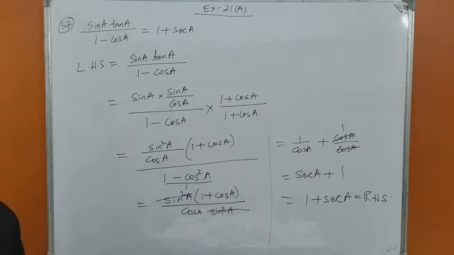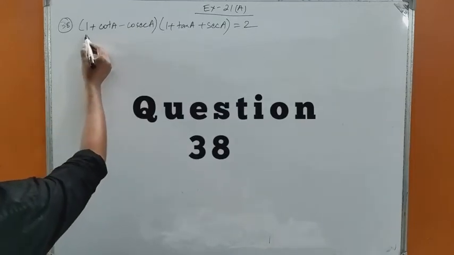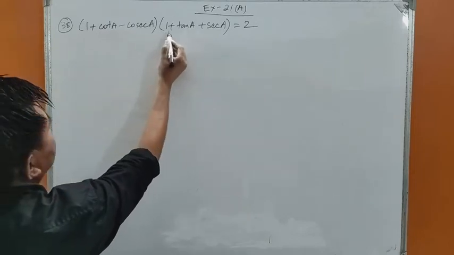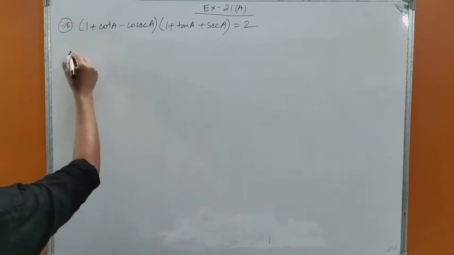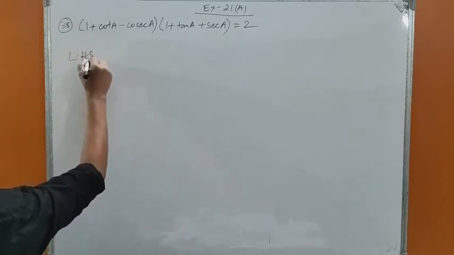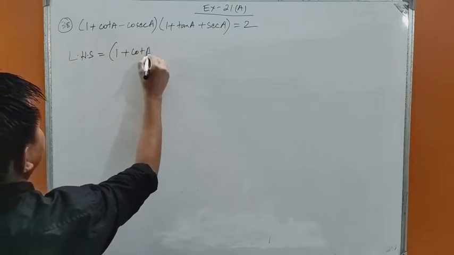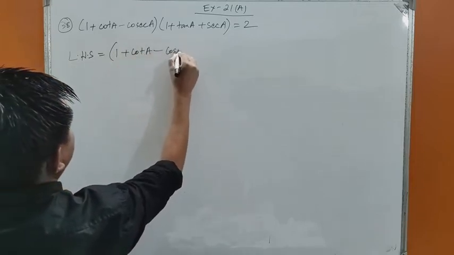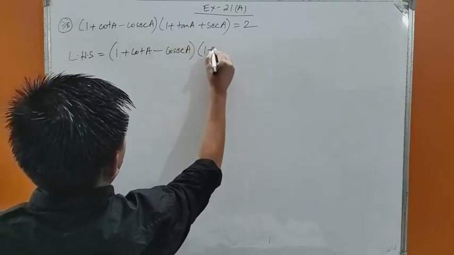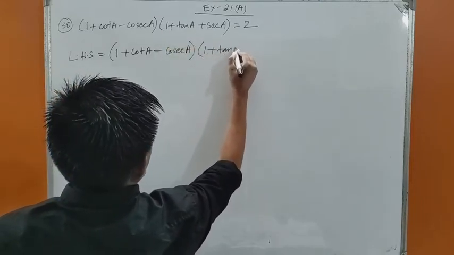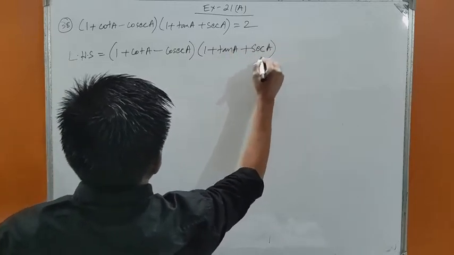Okay, now let's do another question, number 38. On the left hand side we have 1 plus cot A minus cosec A into 1 plus tan A plus sec A, and on the right hand side we have 2, isn't it? So let's prove this. LHS equals 1 plus cot A minus cosec A whole into 1 plus tan A plus sec A.